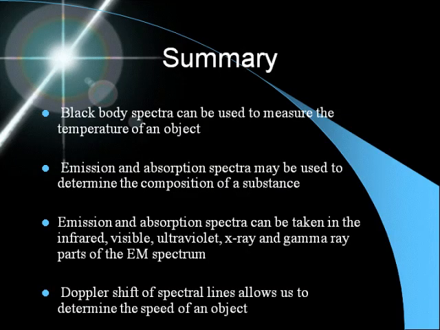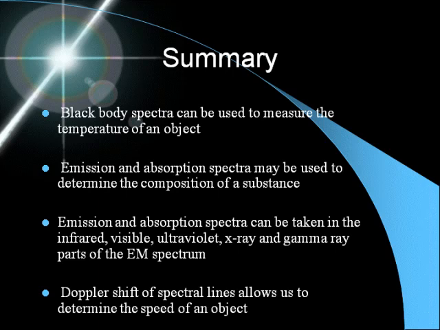So again, in summary, black-body spectra tells us a lot about the temperature of objects. Emission spectra and absorption spectra can be used to determine the composition of substances. And really, these emission and absorption spectra can be taken in just about any part of the spectra. The infrared part of the spectra tells us a lot about minerals. The visible part of the spectra tells us a lot about what atoms are present in atomic gases.